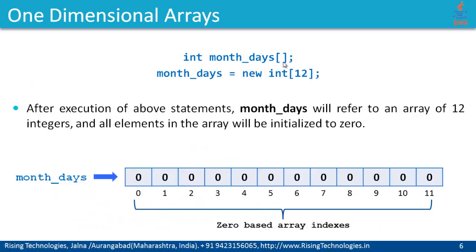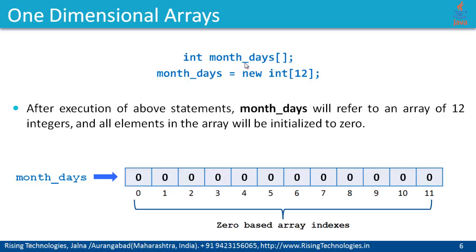So by declaring these two statements, after executing above statements, this month days array variable will refer to an array of 12 integers, and all elements in the array will be initialized to 0. Now let's have a look at the effect of these two statements.